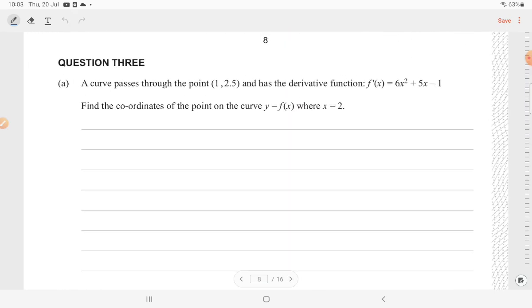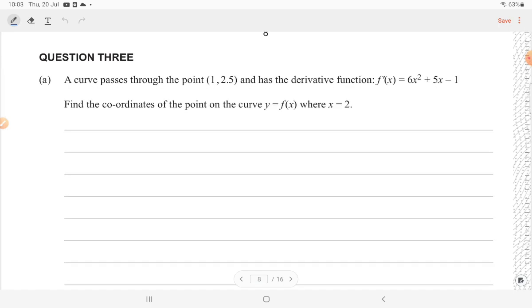A curve passes through the point 1 and 2.5 and has the derivative f dash x equals 6x squared plus 5x take away 1. Find the coordinates of the points on the curve if y equals f of x, where x equals 2.